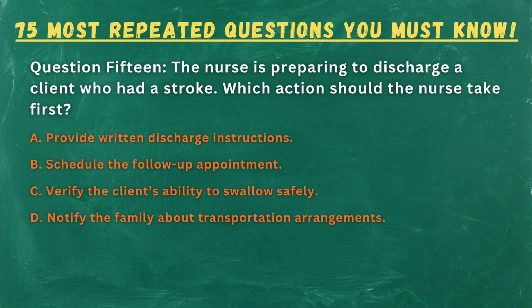Question 15. The nurse is preparing to discharge a client who had a stroke. Which action should the nurse take first? A. Provide written discharge instructions. B. Schedule the follow-up appointment. C. Verify the client's ability to swallow safely. D. Notify the family about transportation arrangements.